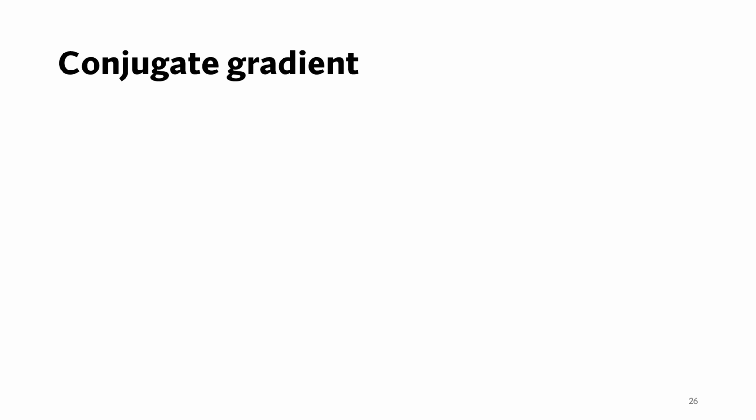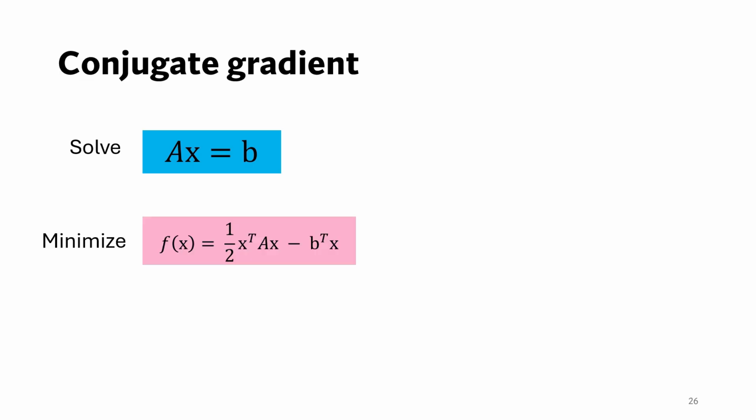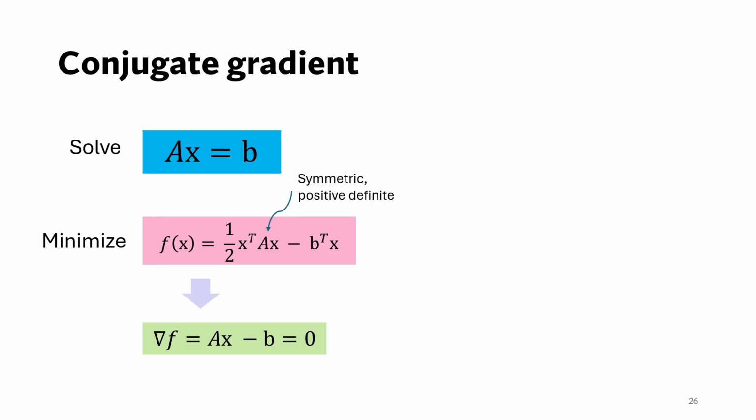Hello everyone, this video is about the conjugate gradient method, which is an efficient method for solving large sparse systems. Here we will see that solving a system of linear equations is equivalent to minimizing this scalar function, where the matrix A is symmetric and positive definite. The scalar function is minimized when its gradient, which is equal to Ax minus b, is 0, which is the same as the matrix vector representation Ax equals b.